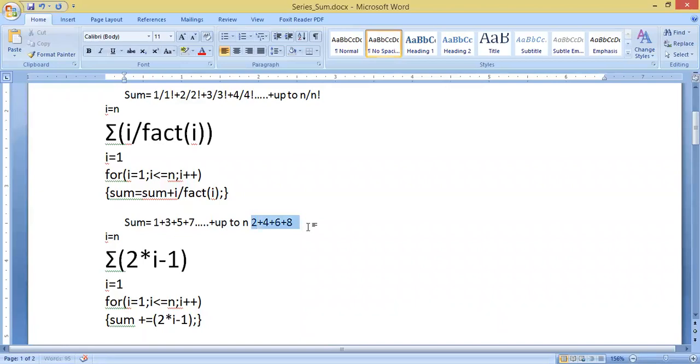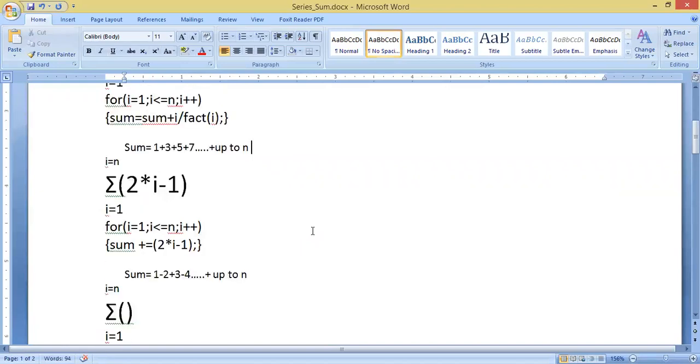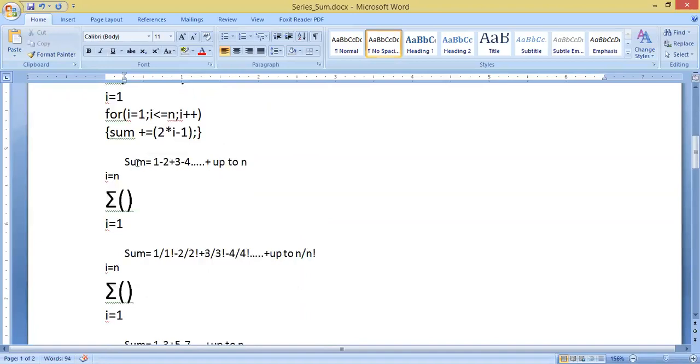Like this. One more thing I will introduce in the next series, and that is the alternate minus sign. So first value is plus, second is minus, then plus, then minus. So how can I represent my sigma now? Minus 1 to the power i minus 1 into i. Correct.